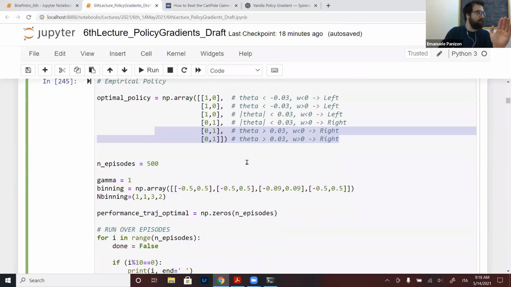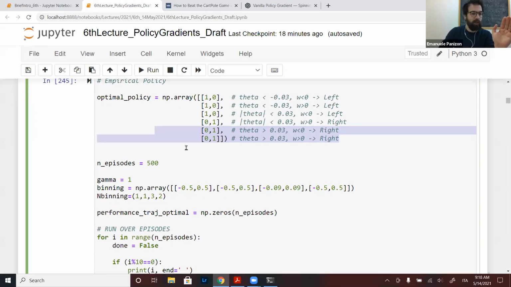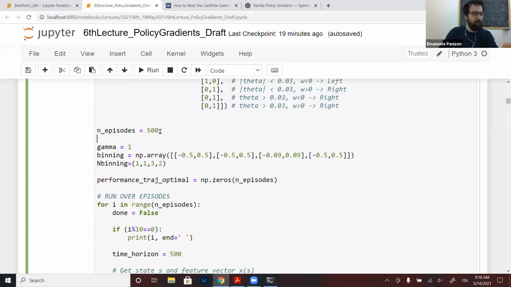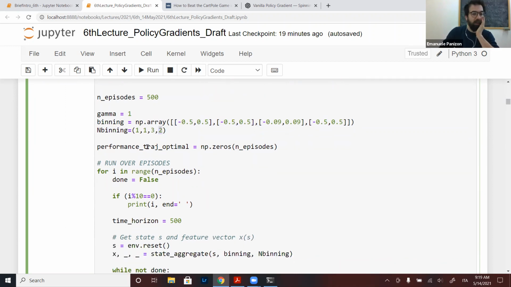I put it hard-coded, just so that we know that it works. Then I do 500 episodes. It's the same as always. This is the binning as defined. Basically, these two do not matter. This is the binning in the angle, and this is the binning in the velocity of the tip. This is how many regions there are in all four coordinates.